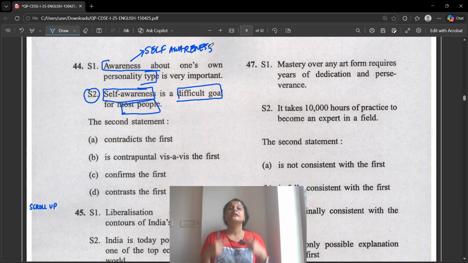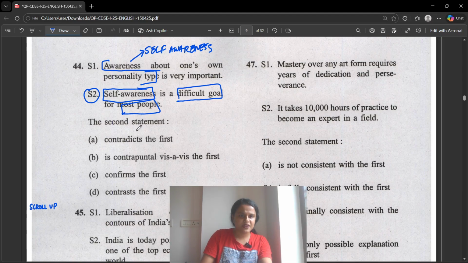So let me read it now. Self-awareness is very important. Statement number 1. Statement number 2. Self-awareness is a difficult goal for most people. Okay, so just from these two statements, let me come up with my conclusion. My conclusion is that both of them are talking about similar things. They are both talking about self-awareness and they're both true. They are not saying that though it is very important, no one is doing it. Nothing like that. No contradictions there, no differences there, no contrasts there.